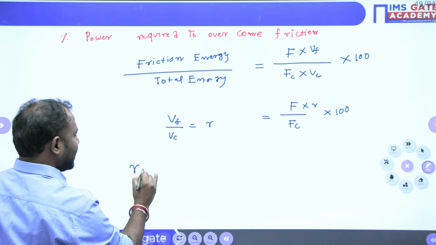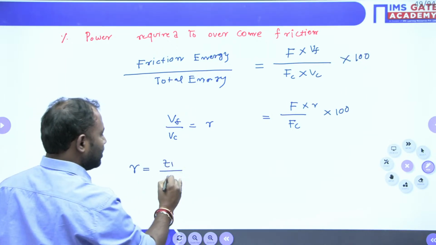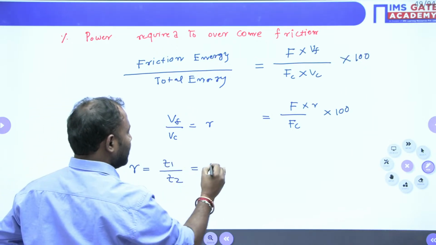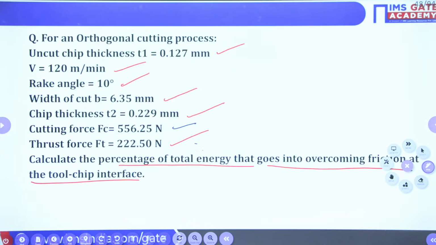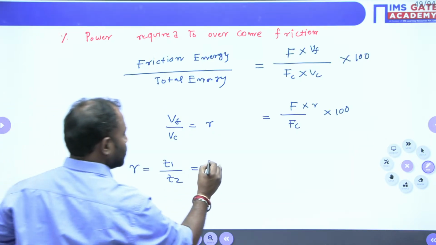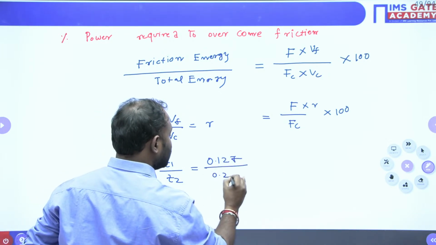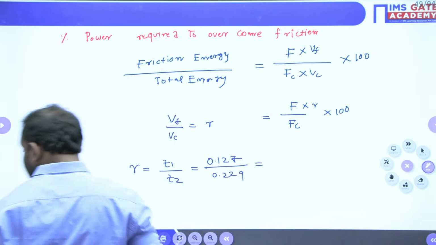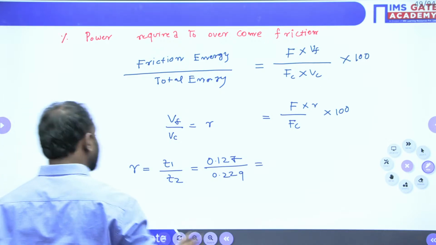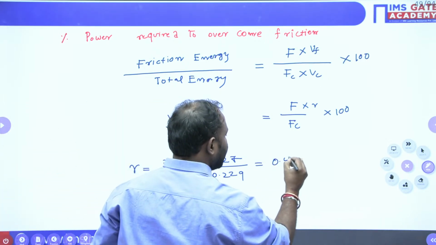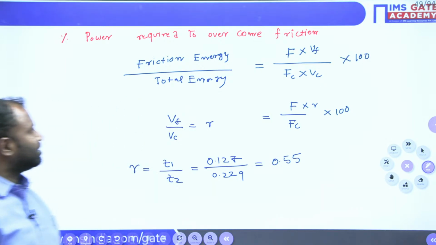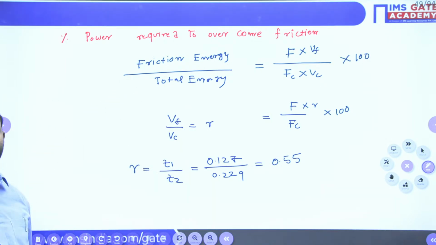Now R is equal to T1 by T2. So what is T1? Let us go back to our data. T1 is 0.127, T2 is 0.229. 0.127 divided by 0.229, that is equal to R, you are going to get 0.55. Friction energy divided by total energy.